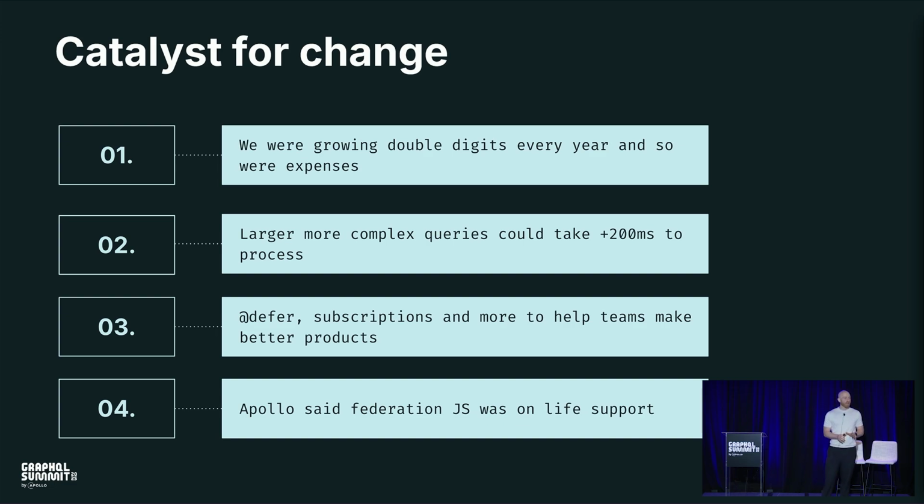Now, in this time, our queries have become larger, more complex. They're growing in size every day. Whether that's from client-side requests or server-side requests, they were just getting massive. We wanted to support defer, subscriptions, REST connectors, and authentication directives and policy directives. These were things that teams said, hey, we think these are really important to help build better products for our customers. Now, on top of that, Apollo simply said, well, we're going to kill Node.js Federation at one point or another, so you better get a move on.